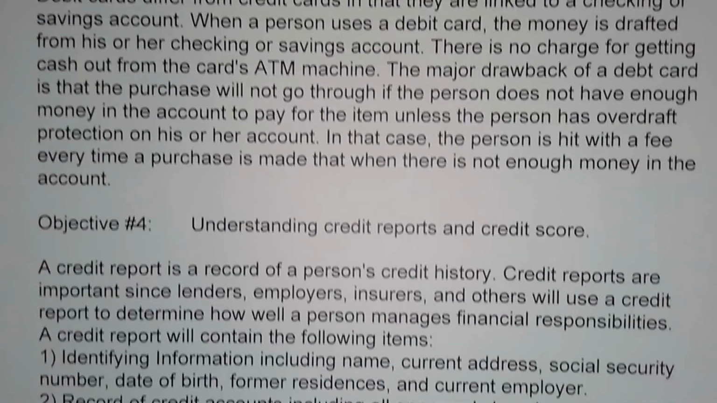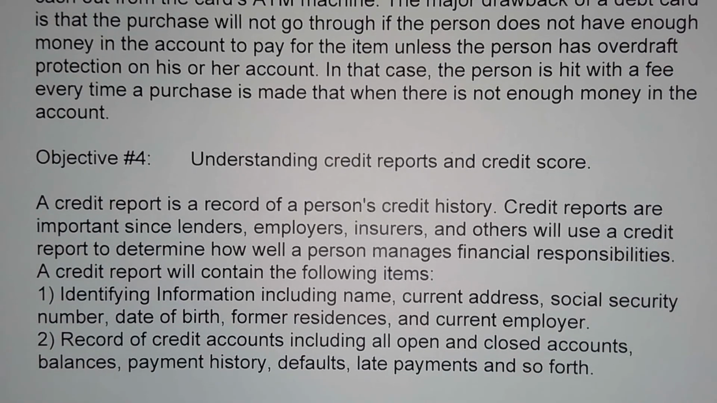Now, the last thing we need to talk about is understanding credit report and credit score. A credit report is a record of a person's credit history. Credit reports are important since lenders, employers, insurance companies, and others use credit reports to determine how well a person manages financial responsibilities. A credit report will contain the following items: identifying information including name, current address, social security number, date of birth, former residences, and current employer.